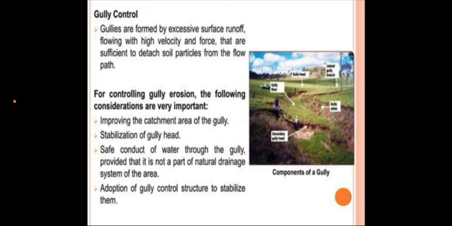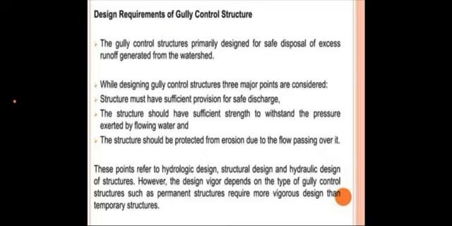For controlling gully erosion, the following considerations are very important: improving the catchment area of the gully, stabilization of the gully head, safe conduct of water through the gully, adoption of gully control structures to stabilize them, and design requirements for gully control structures. A gully control structure is primarily designed for safe disposal of excess runoff generated from the watershed.